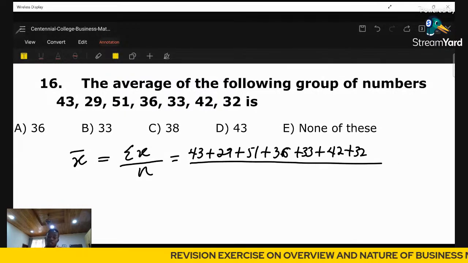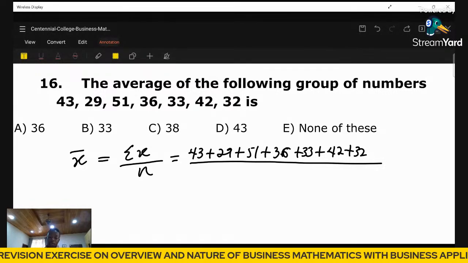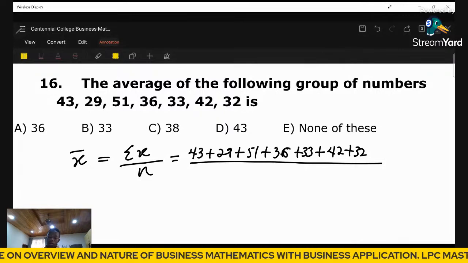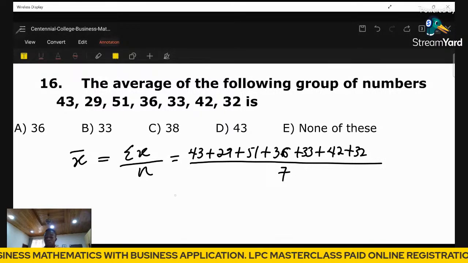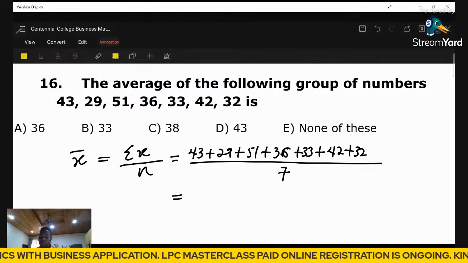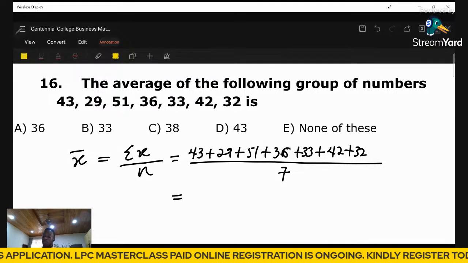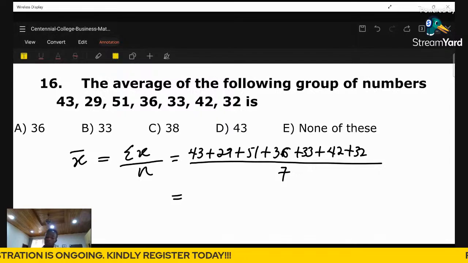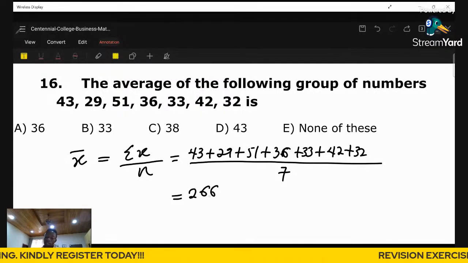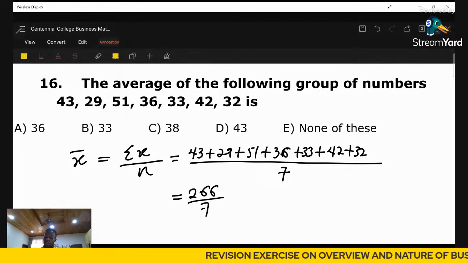So let's see the number of values involved in these numbers. So we have 43, 1, 2, 3, 4, 5, 6, 7. So we have 7, right? So let's add 43 plus 29 plus 51 plus 36 plus 33 plus 42 plus 32. What are we getting? In my case, I had a total of 266 as the total summation of the numbers, and then divided by 7. So when I divided by 7, I had 38.